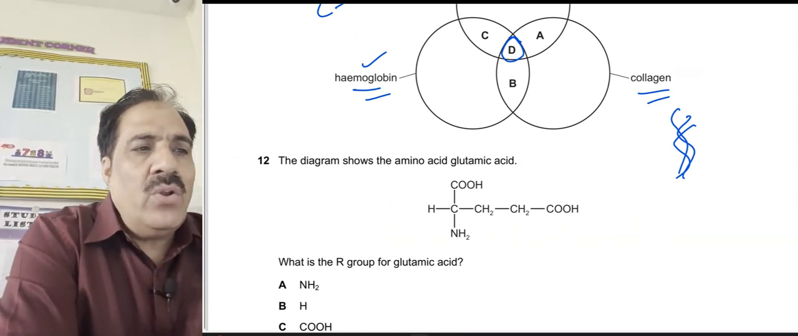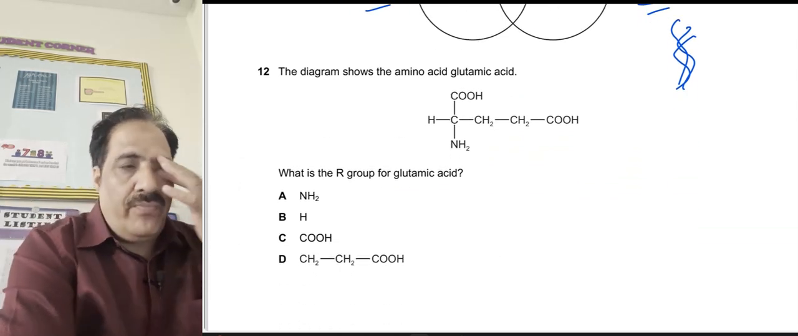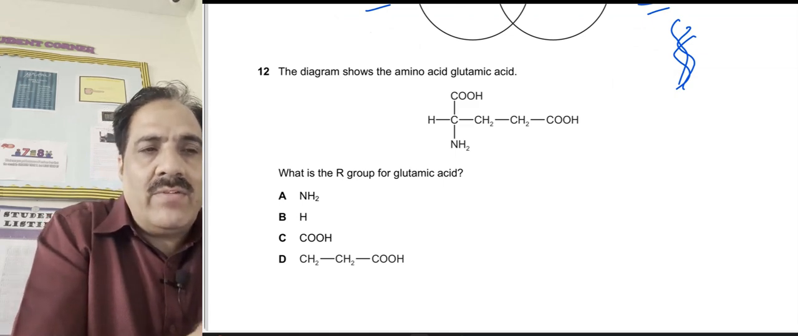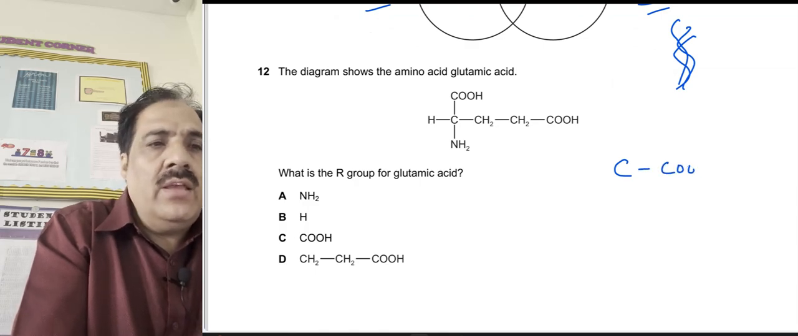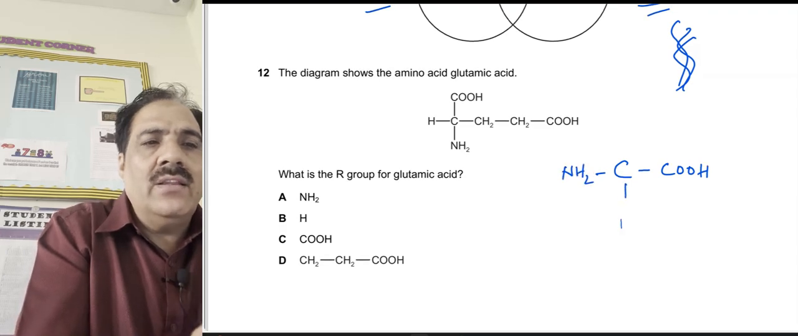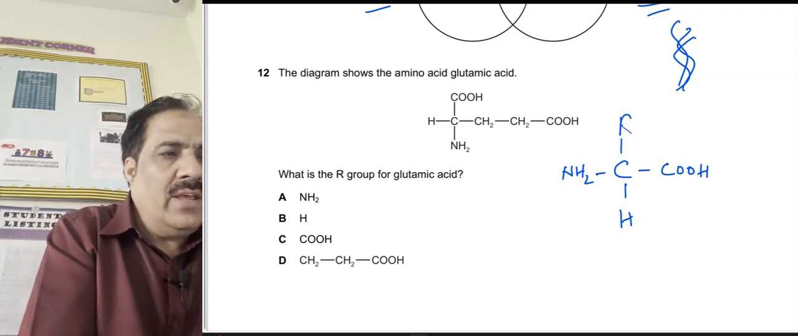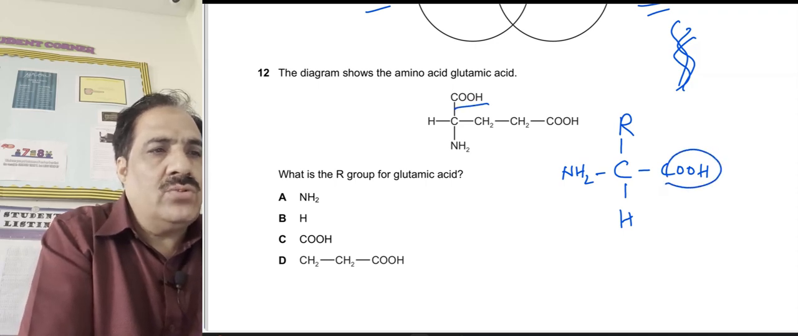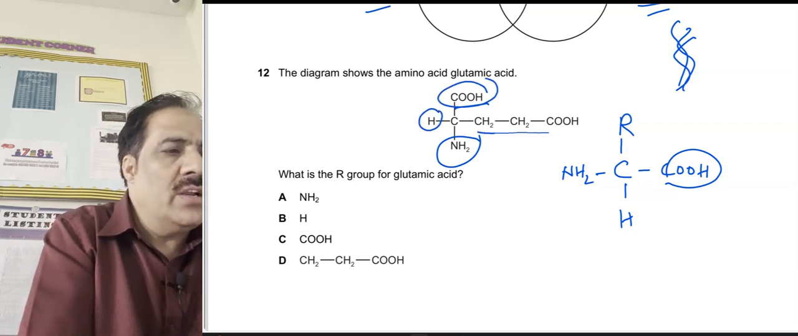The diagram shows the amino acid, glutamic acid. What is the R group for glutamic acid? Now we know the amino acids contain the parts like we have carbon atom. Each amino acid has the COOH acid group with it. Each amino acid has the amino group NH2 with it. Each amino acid has hydrogen with it. And then the one which is different in the different amino acids is the R group. So we have COOH here, so this one is gone. NH2 is here, so this one is also gone. Then hydrogen is here, that means this is CH2, CH2, COOH. D is the correct option.